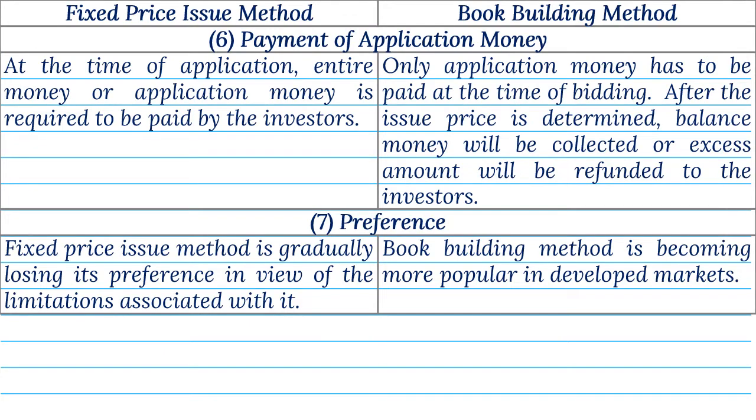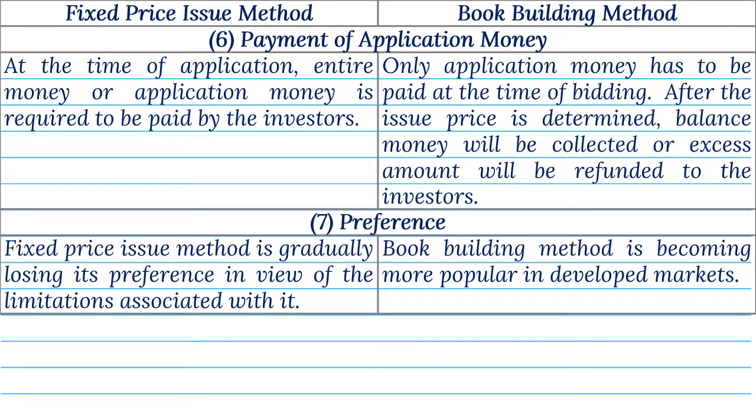6. Payment of application money. At the time of application, entire money or application money is required to be paid by the investors. Only application money has to be paid at the time of bidding. After the issue price is determined, balance money will be collected or excess amount will be refunded to the investors.